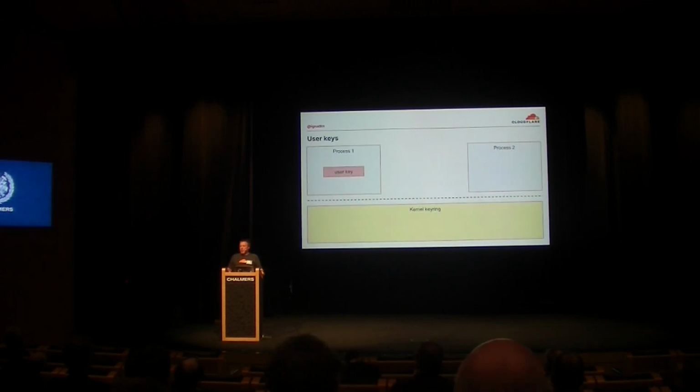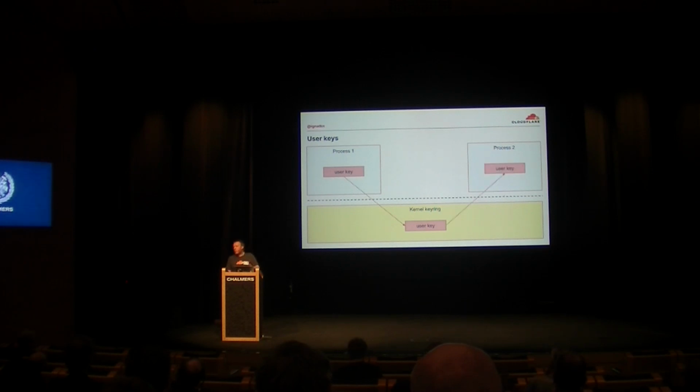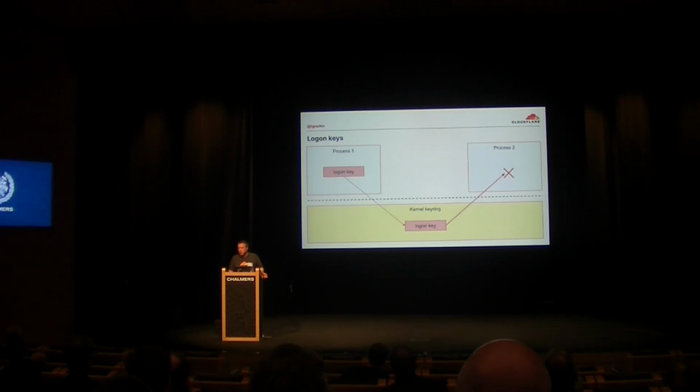So what about different key types? So far we've been using the simplest key type, called user keys. So you have my user key, I have my cryptographic data or my secret. I can put it in the kernel, and either myself or another process, if it has appropriate permissions, can read the data back. There is a special key called a logon key. It's very similar to a user key: you have your cryptographic material, you put it in the kernel, but you can never read it back.